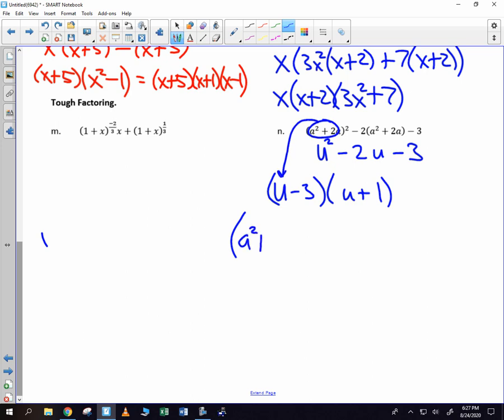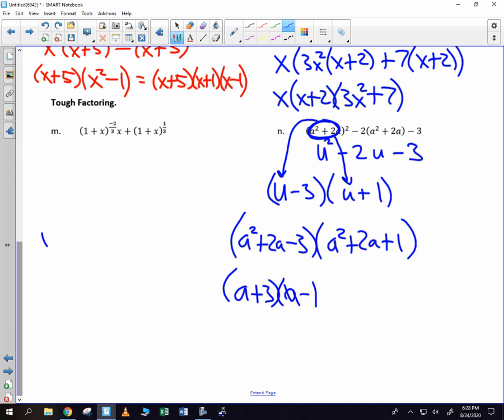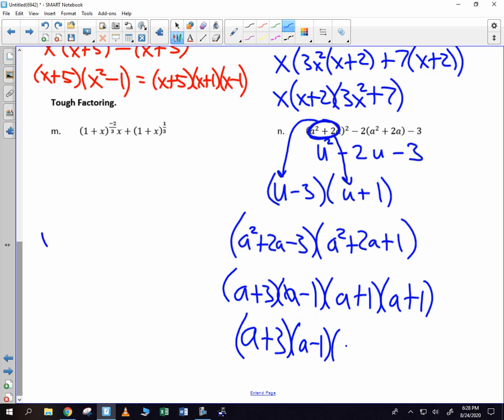u is just that guy, so dump it in here. a squared plus 2a minus 3 times, take u and dump it in here, a squared plus 2a plus 1. Well, what do you know? Those two things factor. They factor to a plus 3 times a minus 1 times a plus 1 quantity squared.